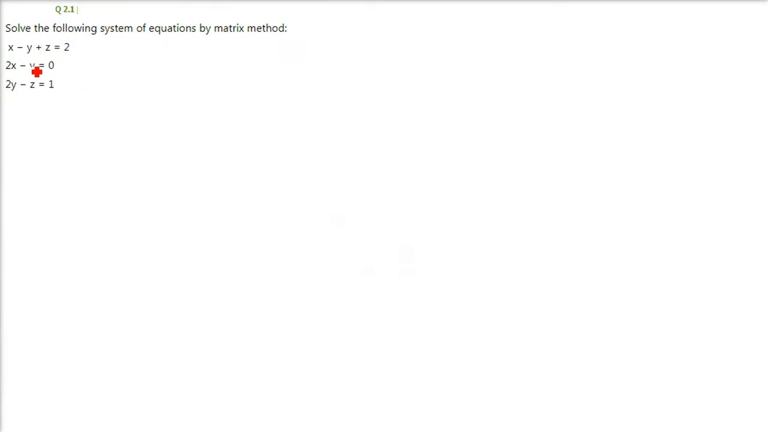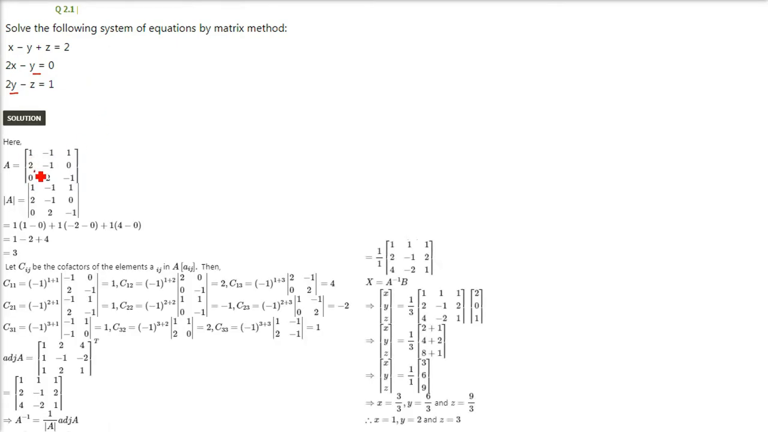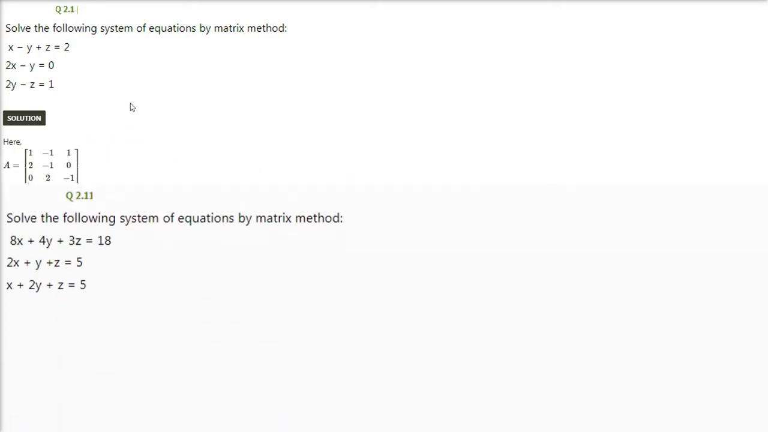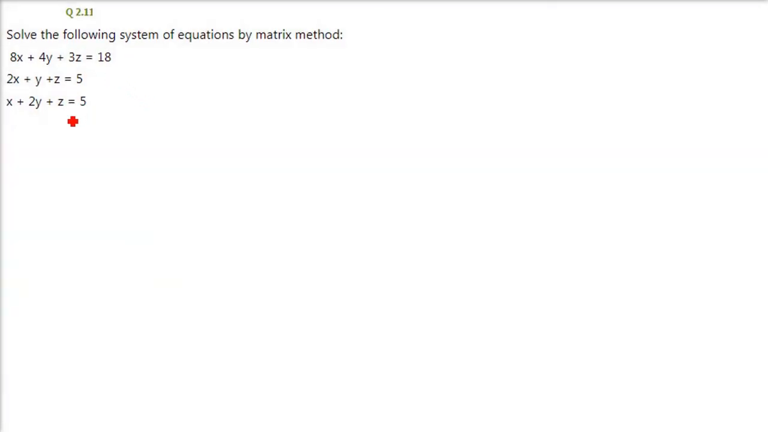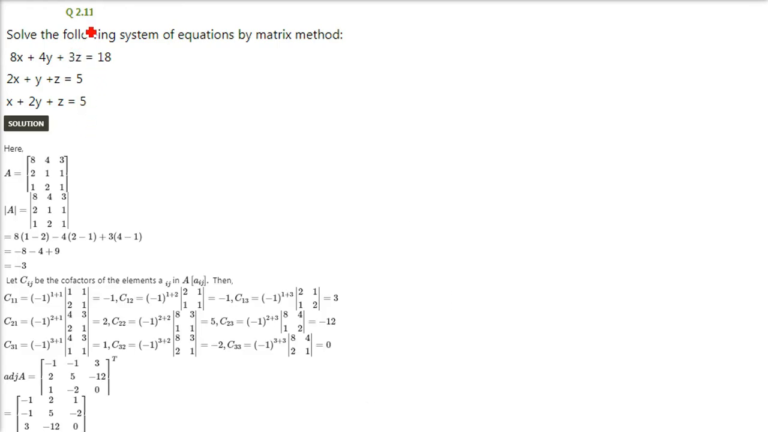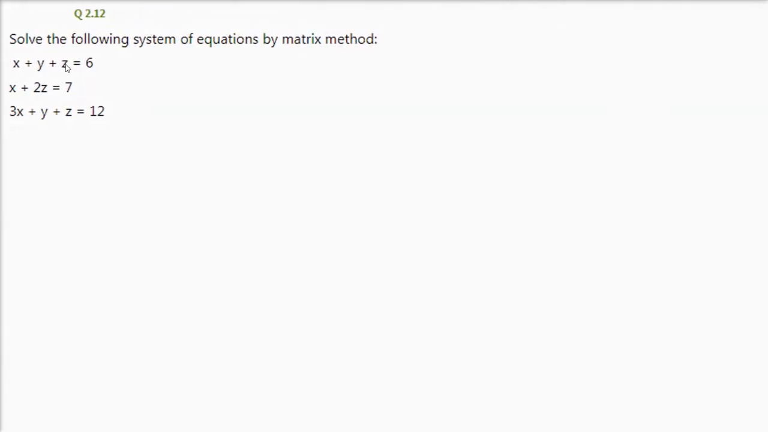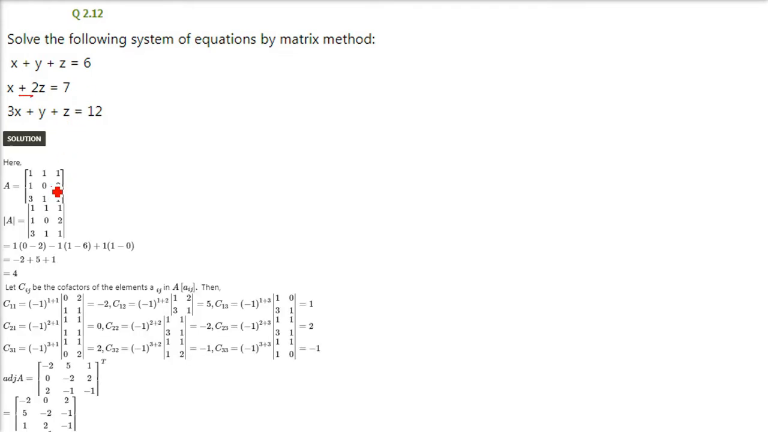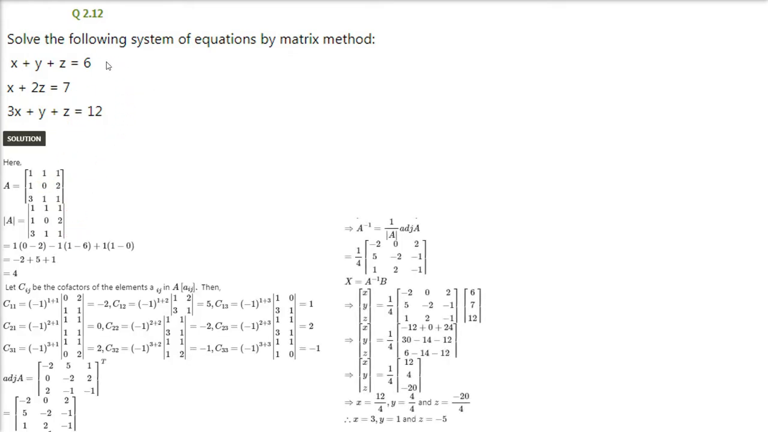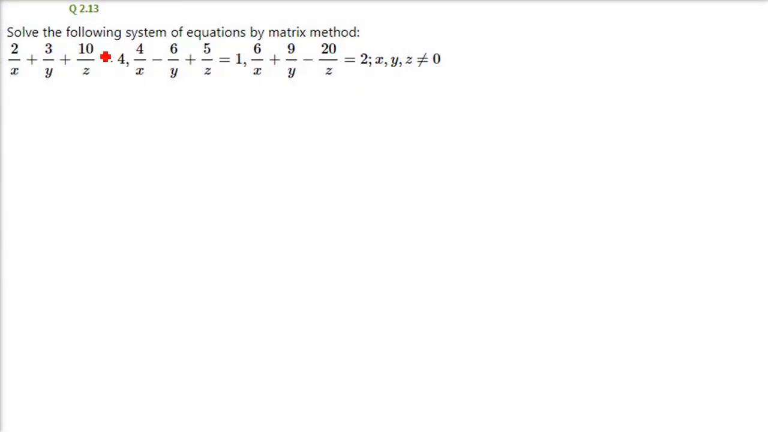Here also you have to make A into X equals B, and wherever you don't have the variable, you just put a 0. This also you'll be able to do, I hope. These are the same question, just sub parts of that question. You don't have y here. Okay. This also we have seen just now.